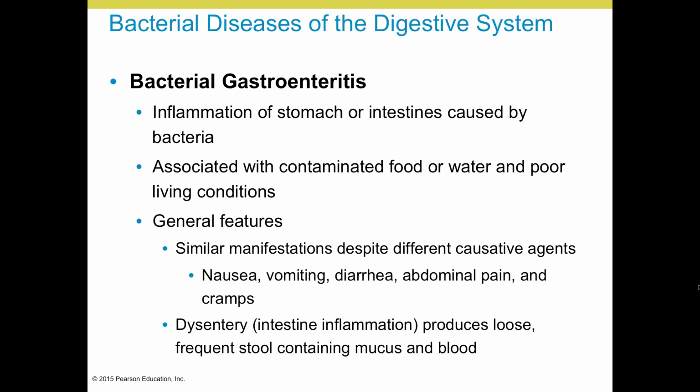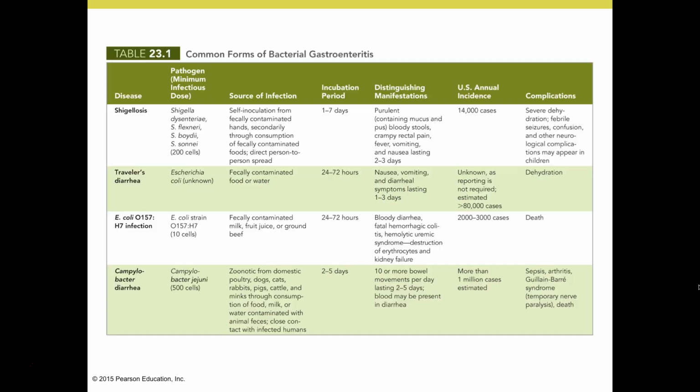You have other manifestations that can be caused by different causative agents. Manifestation means how the patient expresses symptoms like nausea, vomiting, diarrhea, abdominal pain, and cramps. Dysentery means you have intestinal inflammation, and this is when you have diarrhea containing mucus and blood. This table gives you the different types of disease and the actual pathogens that cause them.